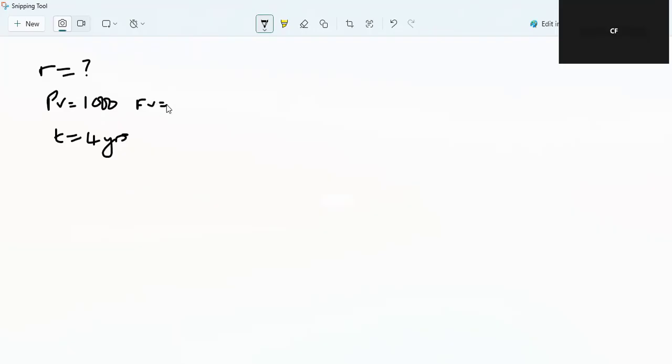So we're using the annual formula. So 3,000 is equal to 1,000 times 1 plus R to the power time. We don't have R, but we have time, which is 4 years. So we divide both sides by 1,000. So what are we going to have? 3 on this end, and we have our power now.